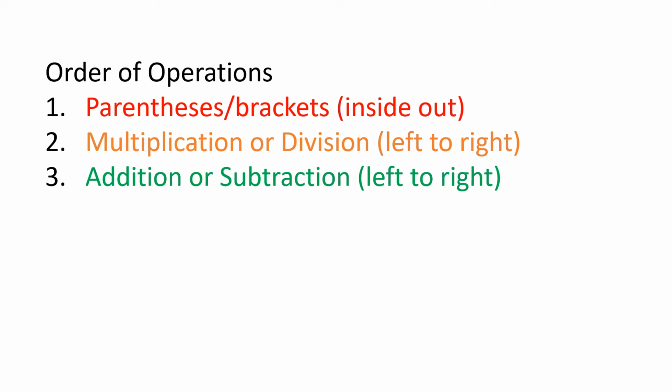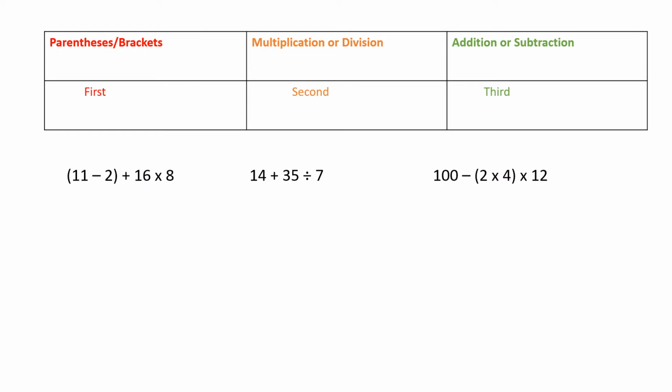Let's take a look at how to do some examples. In this first expression, we have parentheses. So we're going to look at that step first. We're going to solve 11 minus 2. It's very important that students not only write the answer to 11 minus 2 on their paper, but that they copy down the rest of the symbols and numbers that are left that have not yet been solved. So now our expression has become 9 plus 16 times 8.